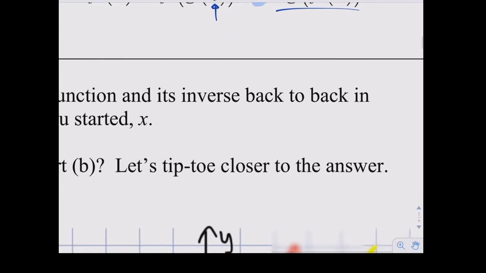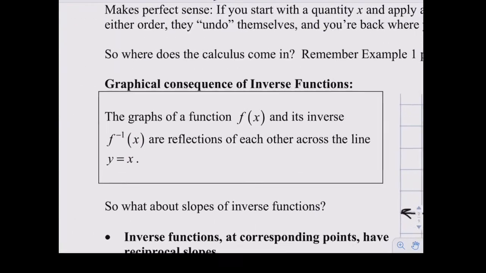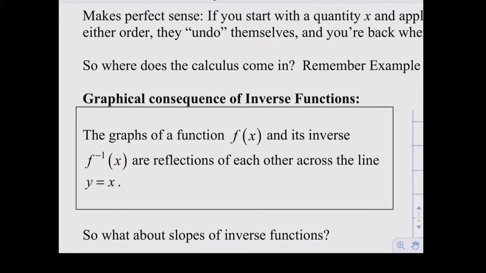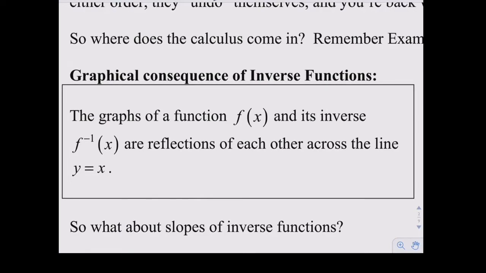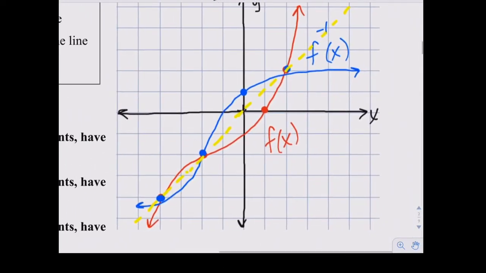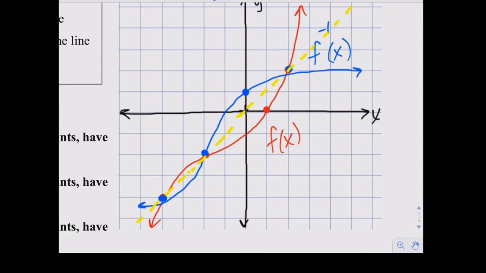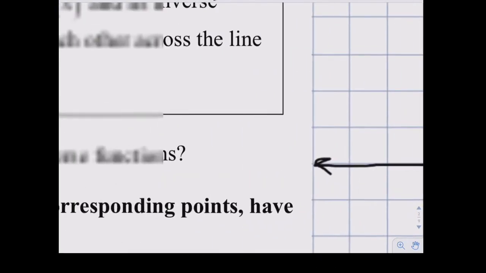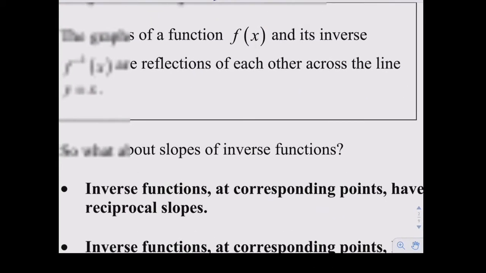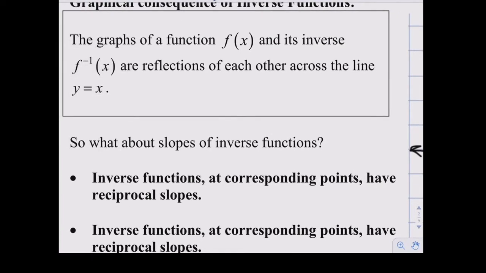Okay, so here's the graphical consequence of inverse functions. The graphs of function f of x and its inverse f inverse are reflections across the line y equals x. So what does this mean about the slopes of inverse functions? Here's in general a graph of f and its inverse f inverse in blue. There are three bullet points that I want to read to you, and they're all important. The first bullet point says inverse functions at corresponding points have reciprocal slopes.